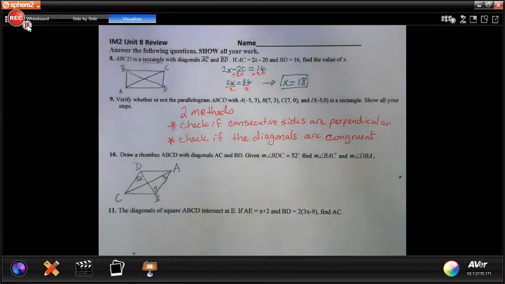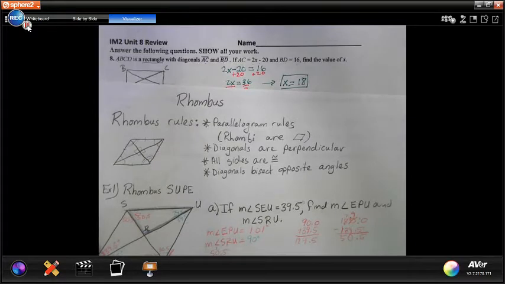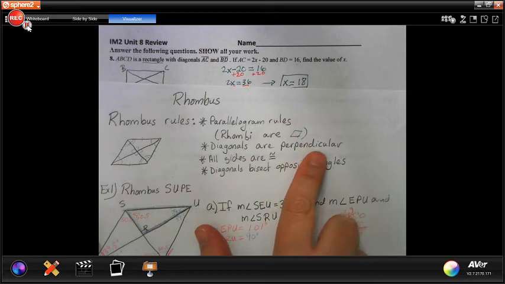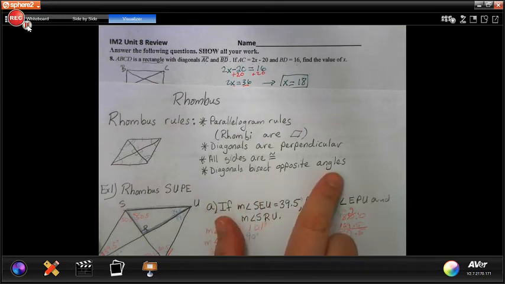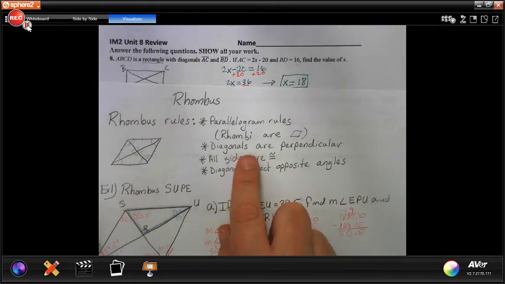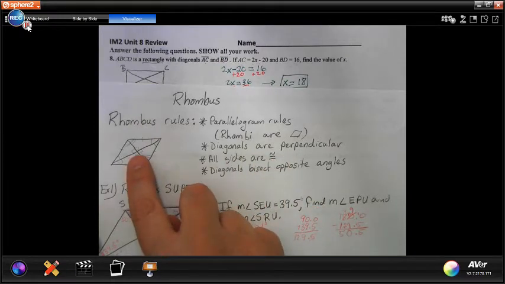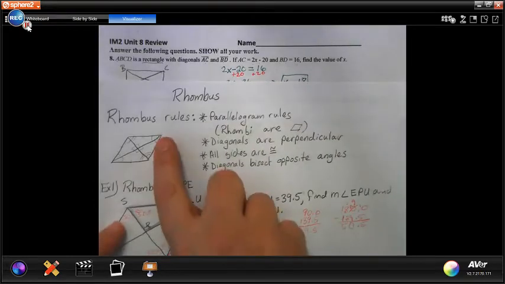Since this is talking about angles on a rhombus, let's look at our rhombus rules from the rhombus video. Diagonals are perpendicular. All sides are congruent. Diagonals bisect opposite angles. So diagonals are perpendicular, so we're going to have right angles in the middle. It shows it right here. And then diagonals bisect opposite angles, so those two are equal and those two are equal, and same on this side.